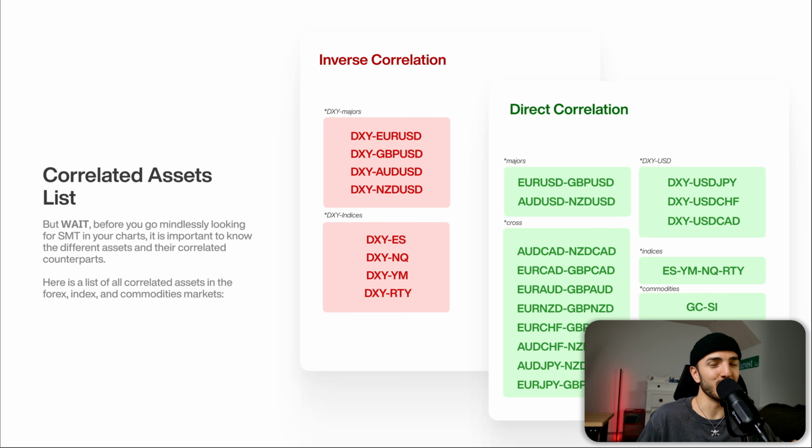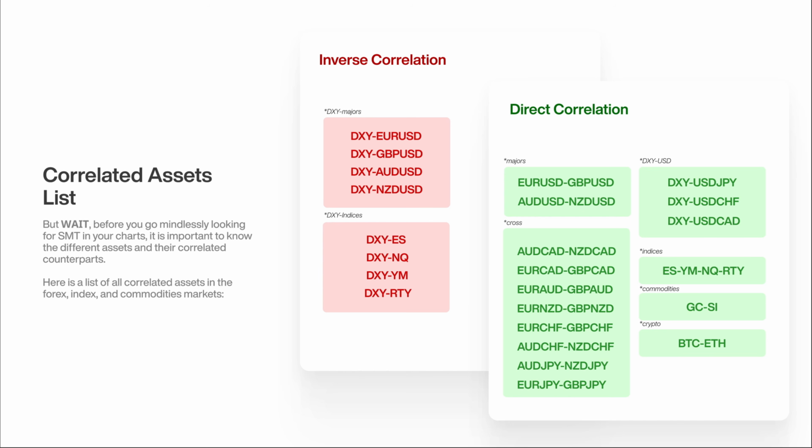But wait, before you just go into your charts and start mindlessly marking out SMT, you need to understand inverse and direct correlation, and you need to understand what assets are actually correlated. So this right here can act as your cheat sheet. It's a list of correlated assets in the forex, index, and commodities markets.